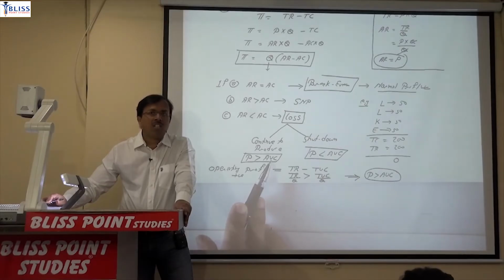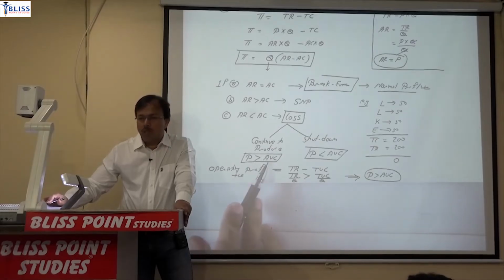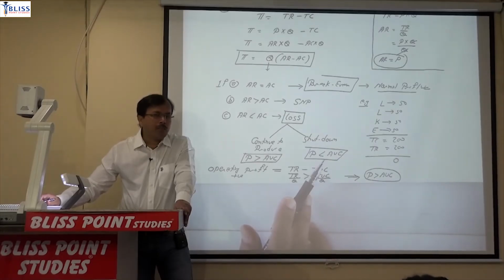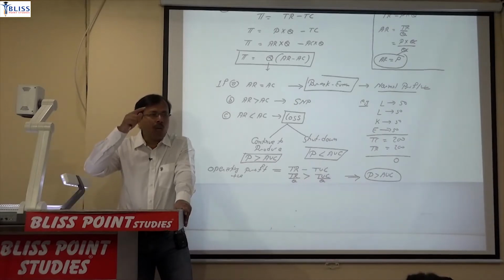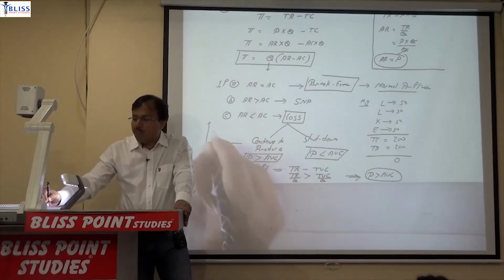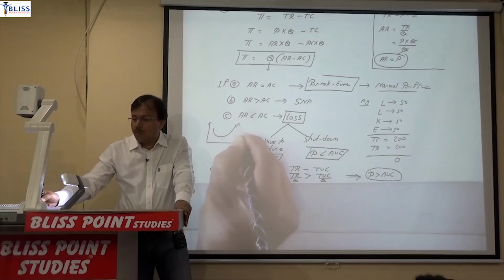So what is exactly shutdown point? Production will continue when price is more than AVC. There will be shutdown when price is less than AVC. So exactly which point is shutdown point? Price equal to AVC, but AVC is not a constant value. Average variable cost तो अलग अलग quantity पे अलग अलग होती है. Exactly which point? एवरेज वेरिएबल कॉस्ट भी बनाओगे तो एवरेज वेरिएबल कॉस्ट तो यू शेप का होगा.